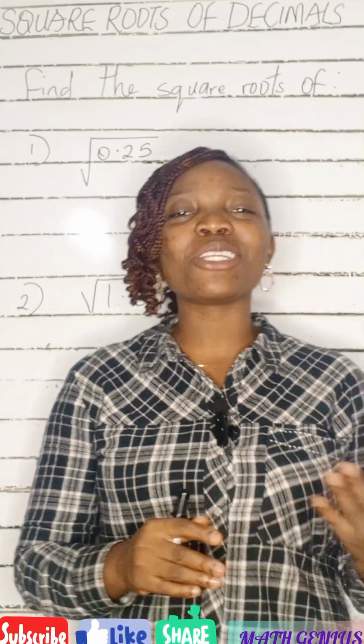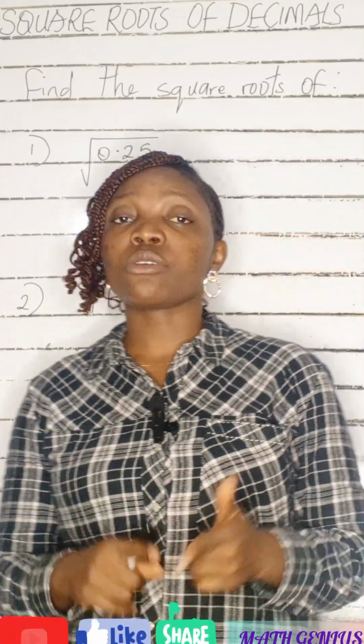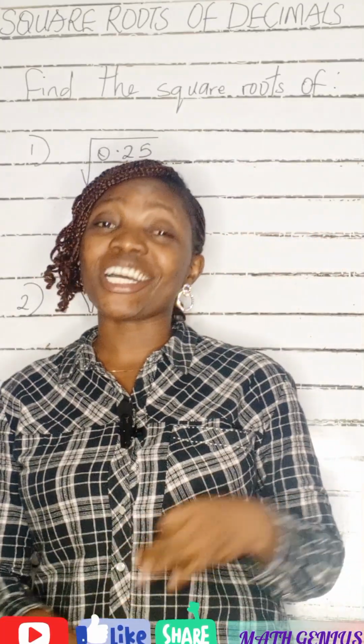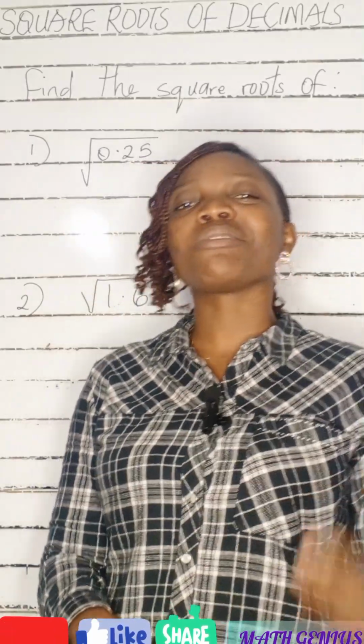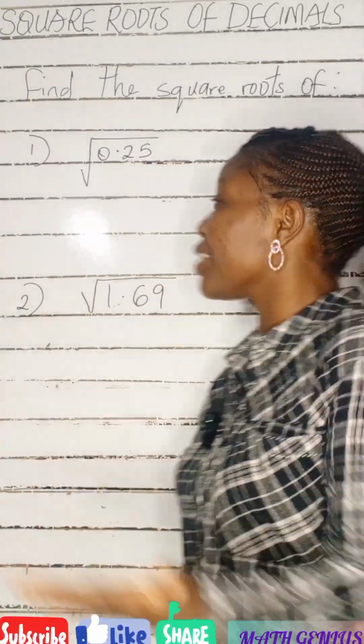Alright, so today I'm going to be teaching the topic the square root of decimals. We have had lessons on square root of whole numbers. We have had lessons on square root of fractions, and today we'll be having lessons on square root of decimals. So how do we find the square root of decimals?